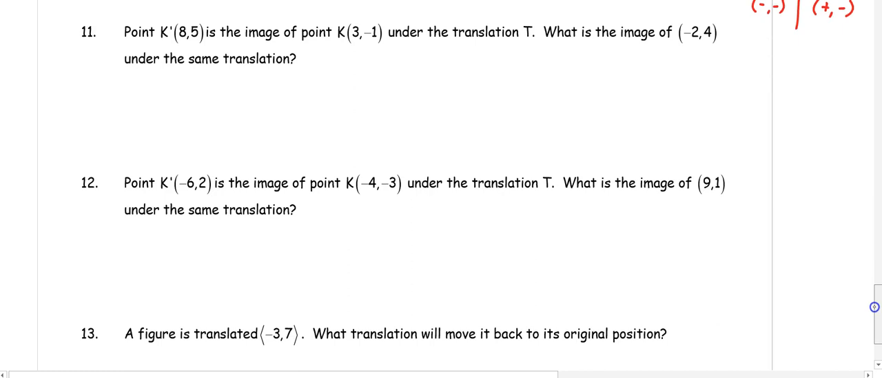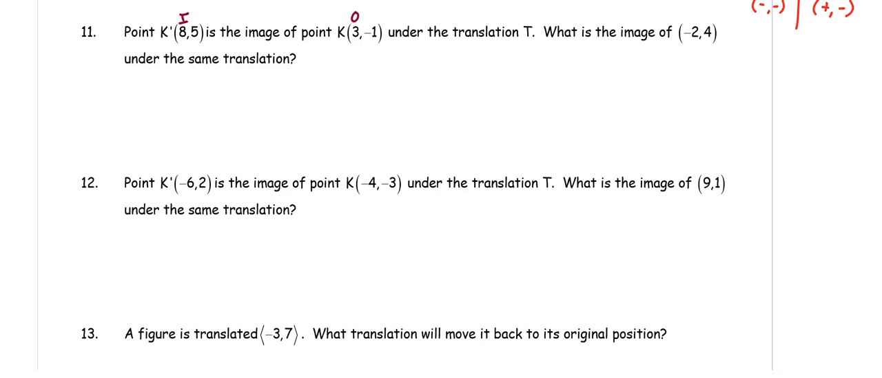3 more problems to look at. So K prime is the image. Remember that K prime is the image of the point K (3, negative 1) under the translation T. So K is my original point. What is the image of (negative 2, 4) under the same translation?